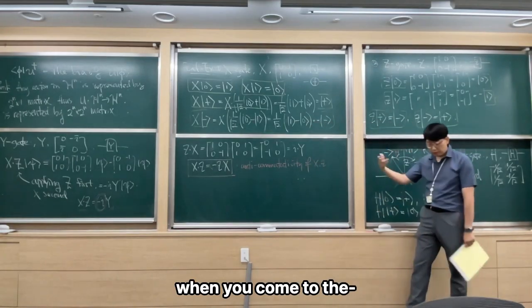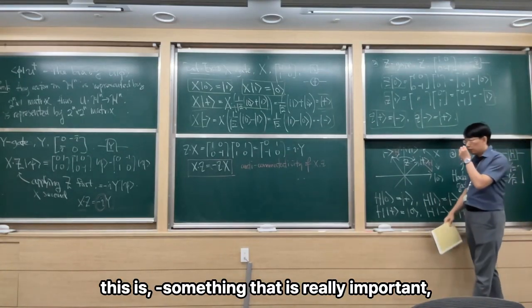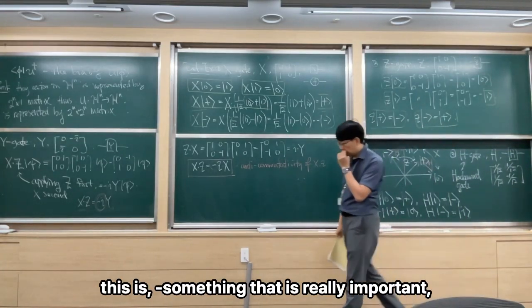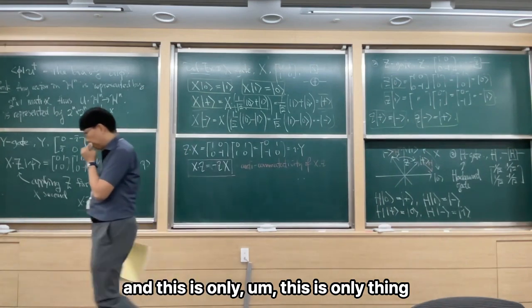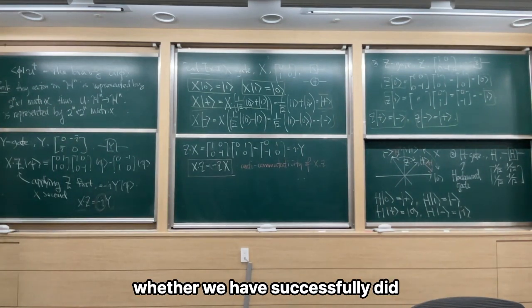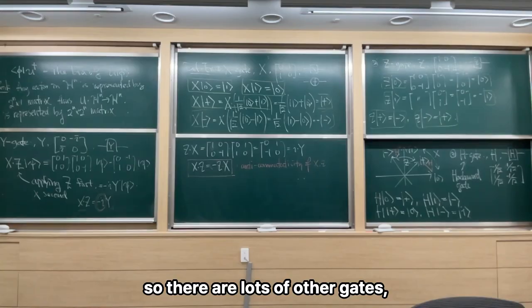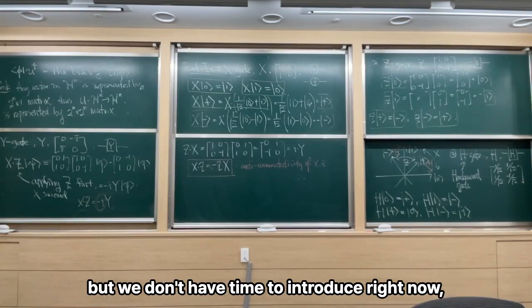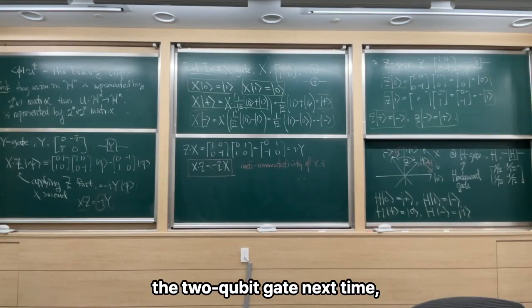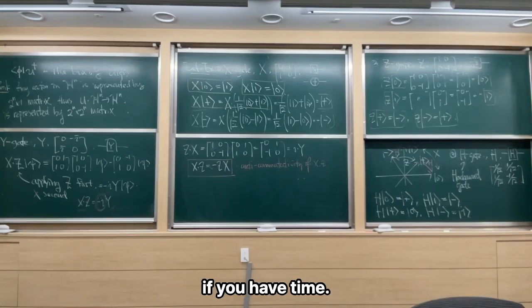And again, when you come to the error correction business, this is really important, and this is the only thing we can detect, whether we have successfully done the error correction or not. Okay, so there are lots of other gates, but we don't have time to introduce them right now. We're going to talk about the 2-qubit gate next time, and also 3-qubit gates if we have time.